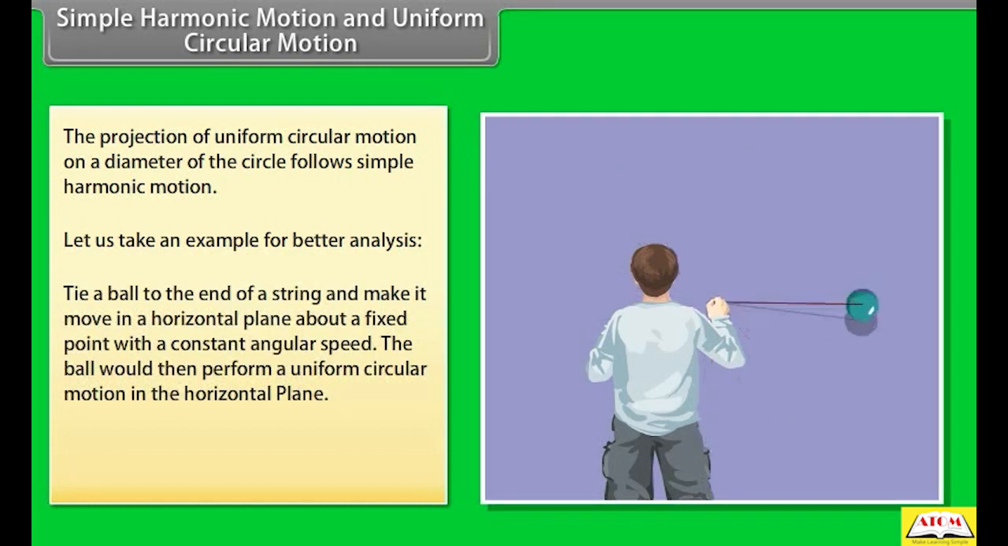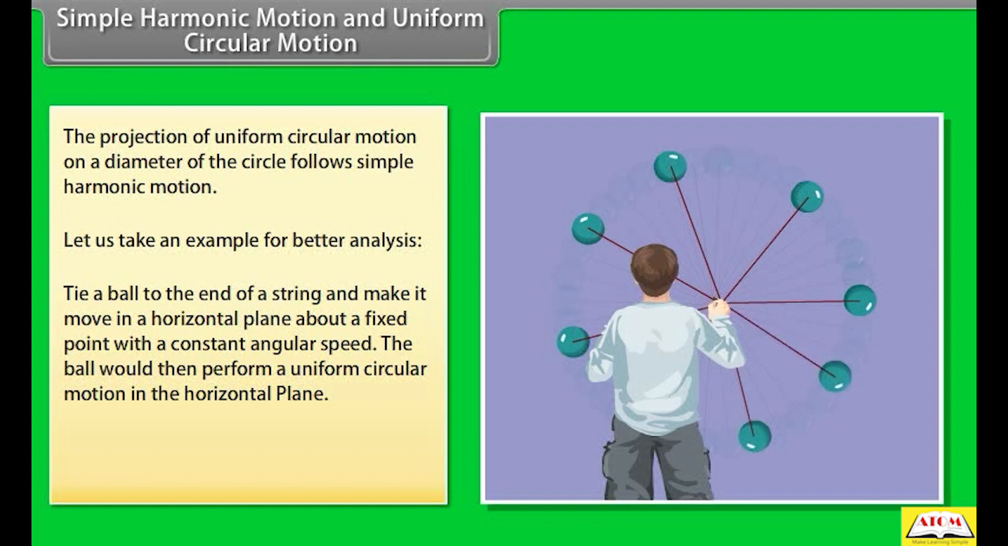Tie a ball to the end of a string and make it move in a horizontal plane about a fixed point with a constant angular speed. The ball would then perform a uniform circular motion in the horizontal plane. Observe the ball sideways or from the front. Fixing your attention in the plane of motion, the ball will appear to execute to and fro motion along a horizontal line with the point of rotation as the midpoint.